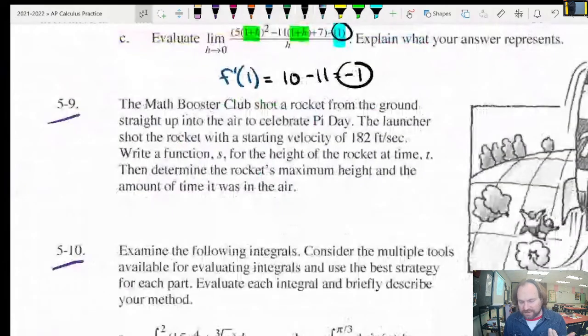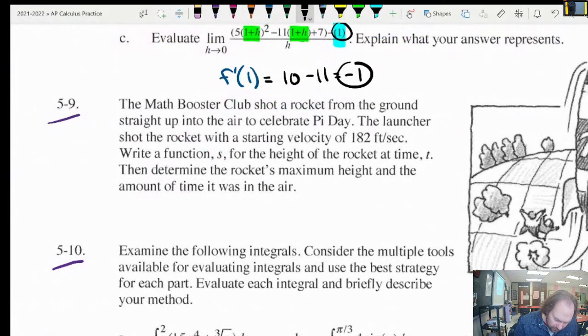5.9 is a good physics question, which we'll be talking about from time to time. Math Booster Club shot a rocket from the ground straight up into the air to celebrate Pi Day. The launcher shot the rocket with a starting velocity of 182 feet per second. Let's make a note that V0 is 182 feet per second. We're going to write a function s for the height of the rocket at time t.